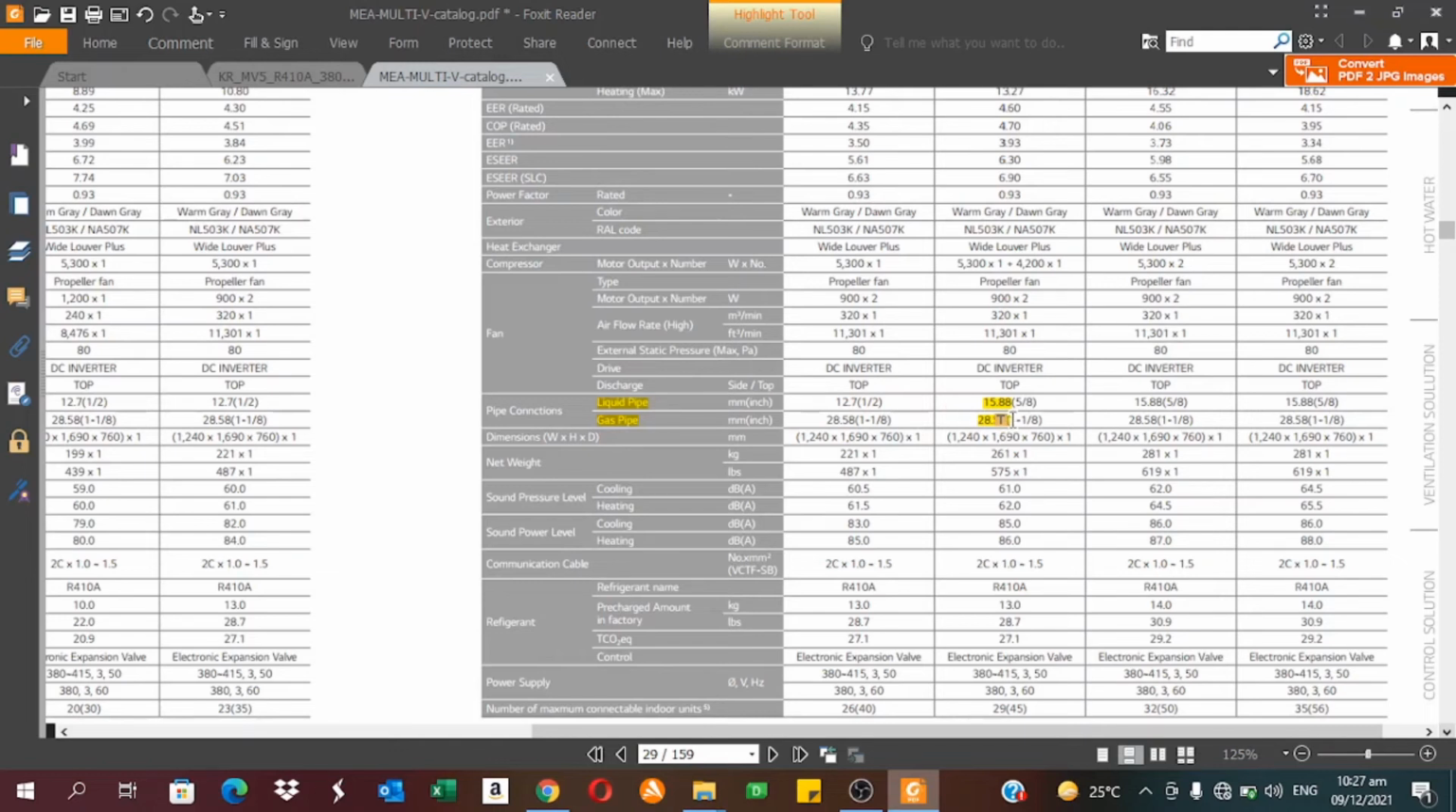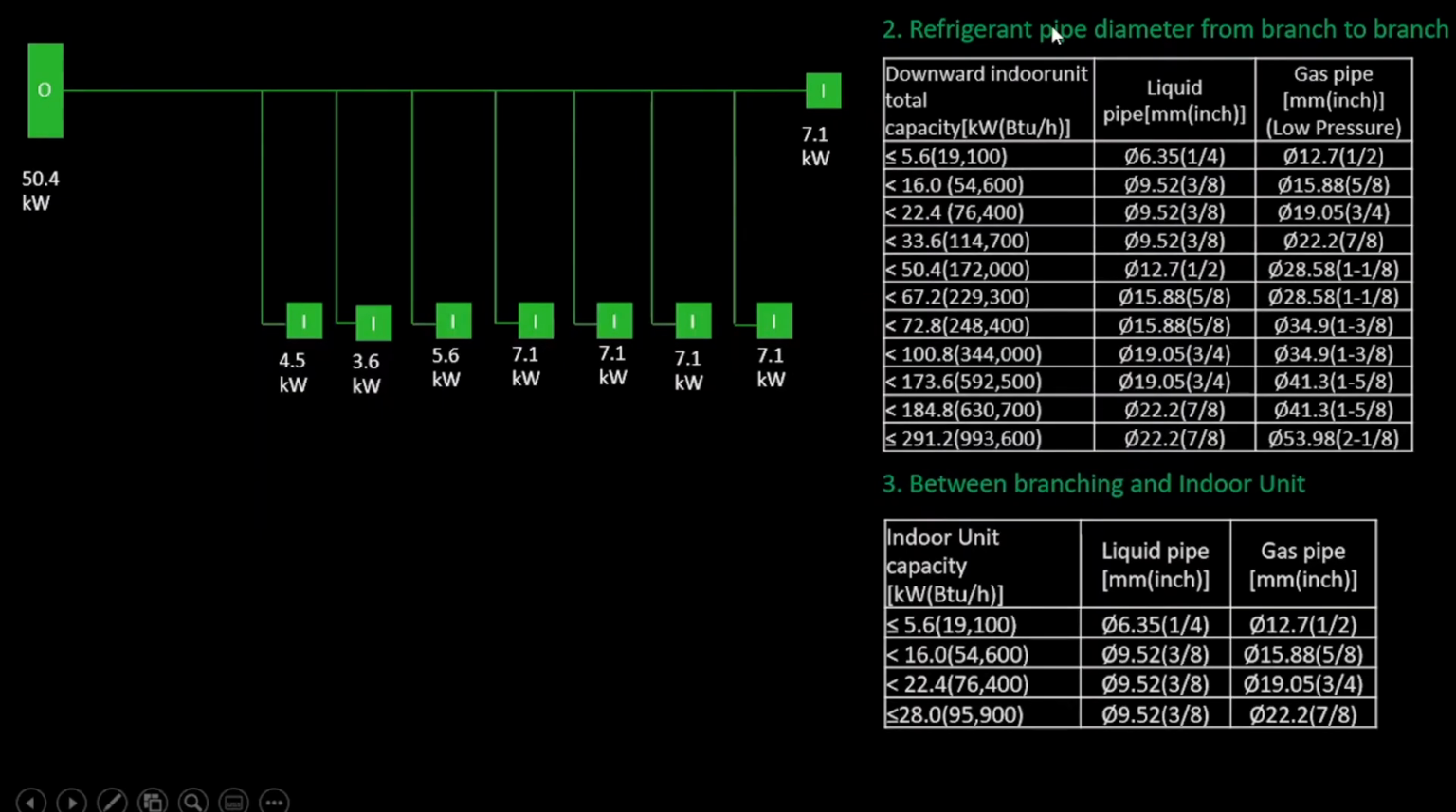So this is how to determine the pipe sizes between the outdoor unit and the first Y branch. This catalog, just like the engineering product data book that I showed you earlier, is easily accessible. It's something that you can find online, so you can just Google it. So now we'll go on to determine the pipe sizes between the branches and the indoor units.